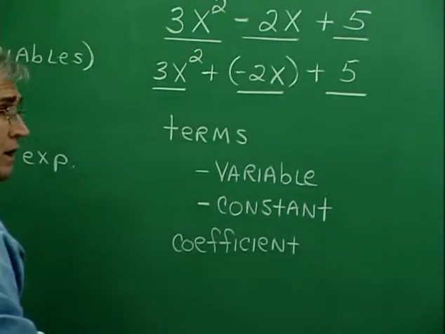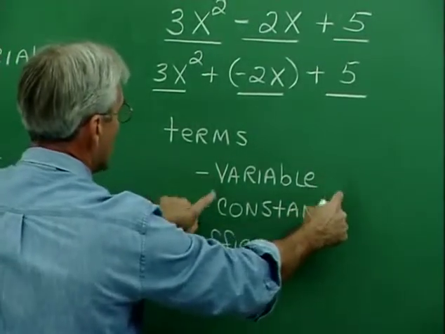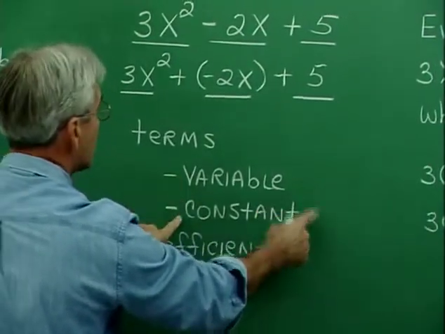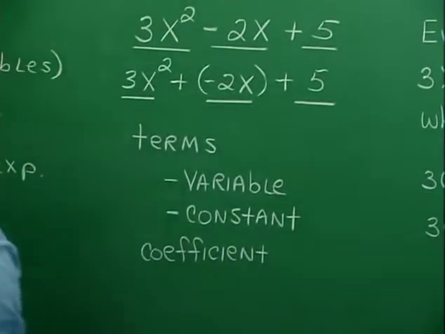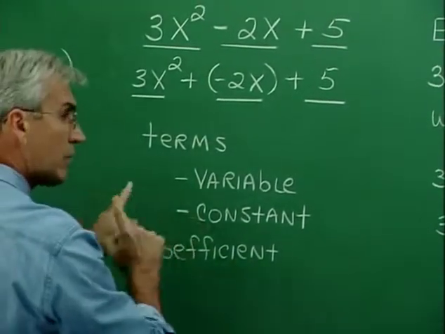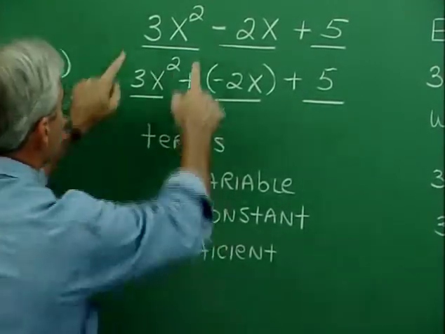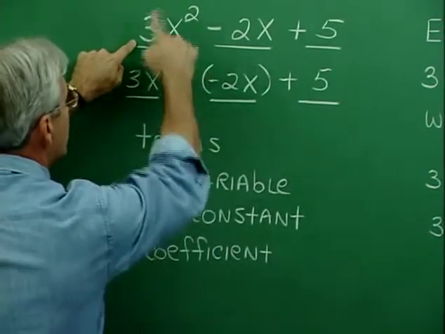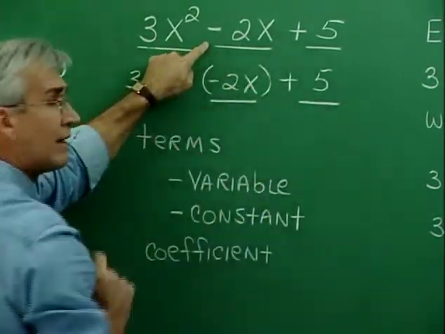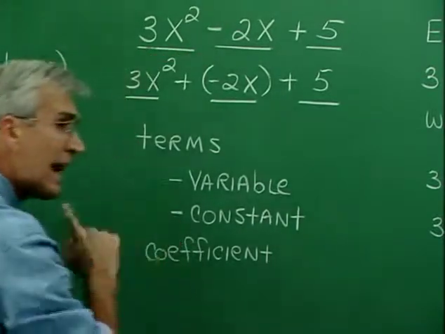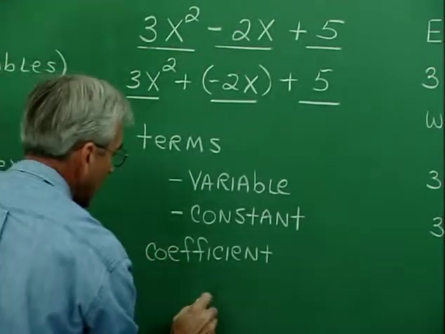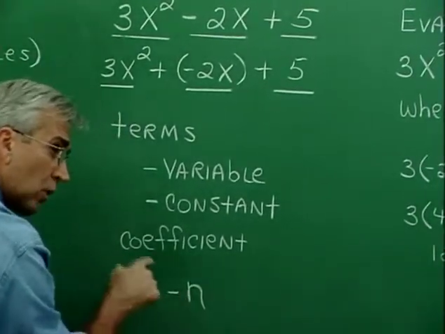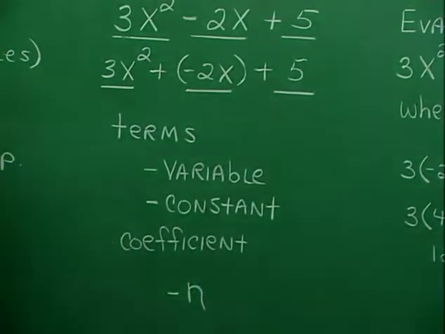Now, the terms fall into a couple of categories. We have variable terms and a constant term here. The variable terms are the terms that involve variables or letters, and the constant term is the 5 here. Coefficient refers to the number part of a variable term. Here, the numerical factor is 3. So 3 is the coefficient in this term. In this term, the coefficient is negative 2. Now, if we have a letter that's kind of standalone, like, let's say, negative n, the coefficient would be negative understood 1. So the coefficient is negative 1 for that term.